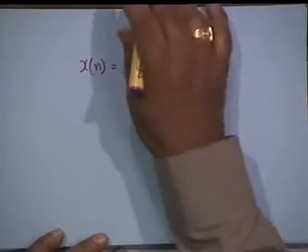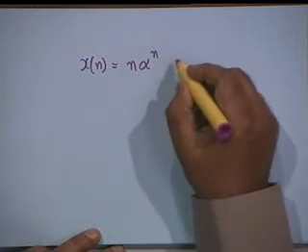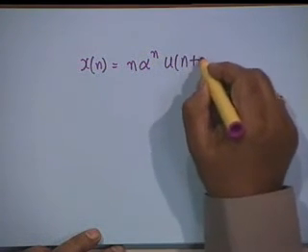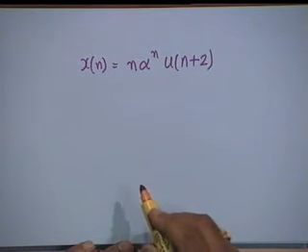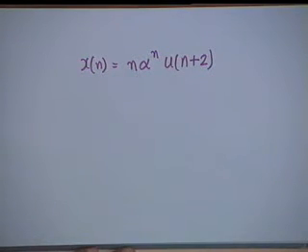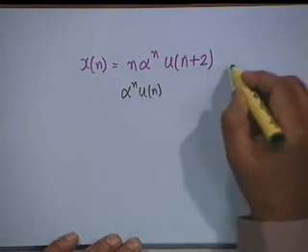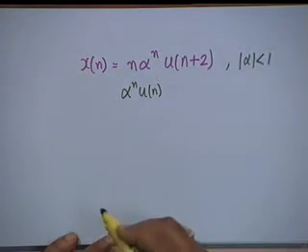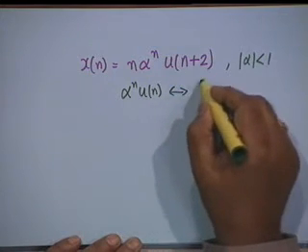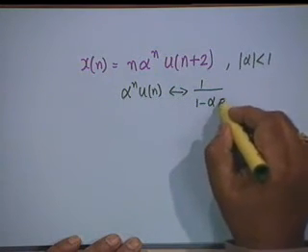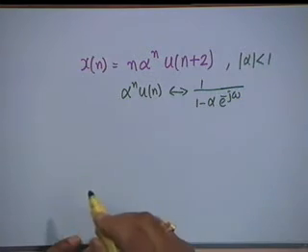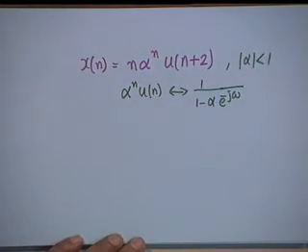Let us take an example. x of n is equal to n alpha to the n u of n plus 2. You are required to find out the Fourier transform of this. Now, we know that the Fourier transform of alpha to the n u of n, magnitude alpha less than 1, is 1 by 1 minus alpha e to the minus j omega. This is the result that I wish to use here.